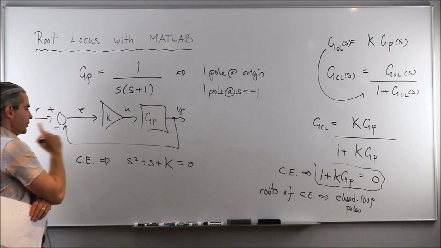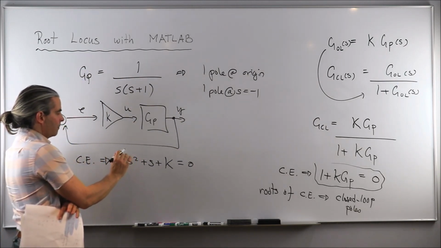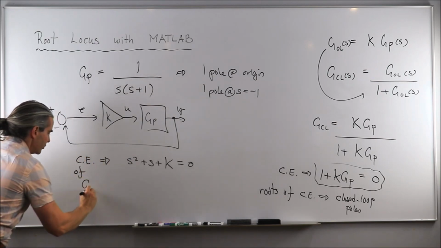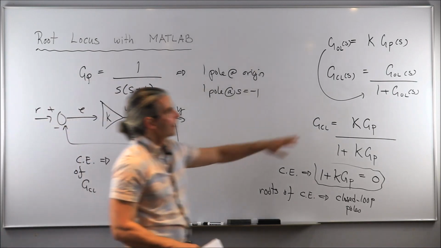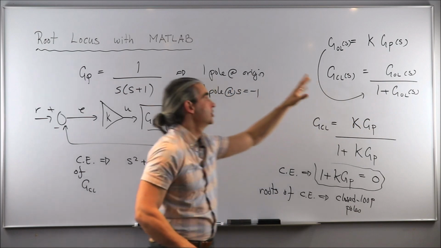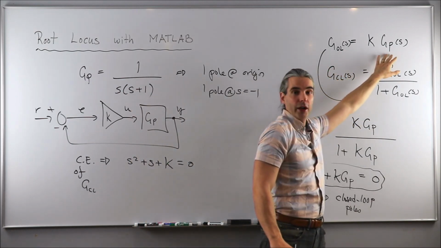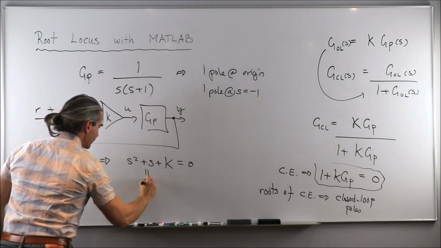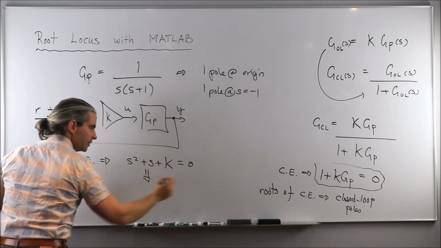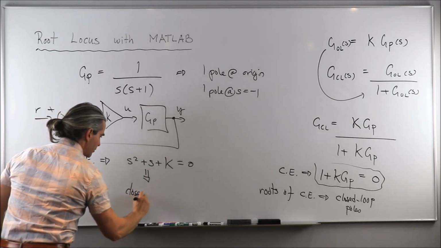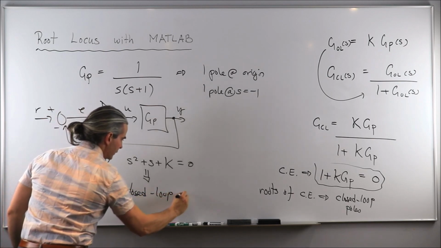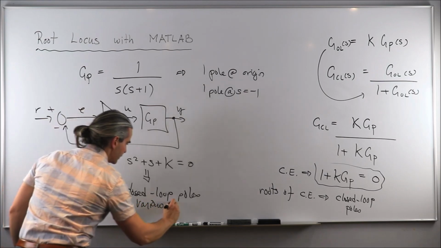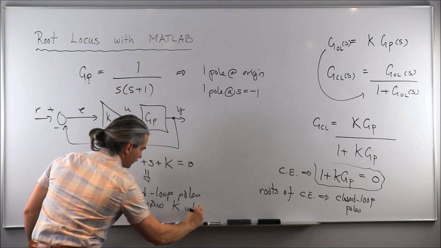All right, so that gives us the poles of the closed loop transfer function, because this again is the characteristic equation of G closed loop, obtained as being G open loop over 1 plus G open loop, and G open loop being our gain multiplying the plant transfer function. Essentially, solving for the roots of that gives us the closed loop poles for various K values.